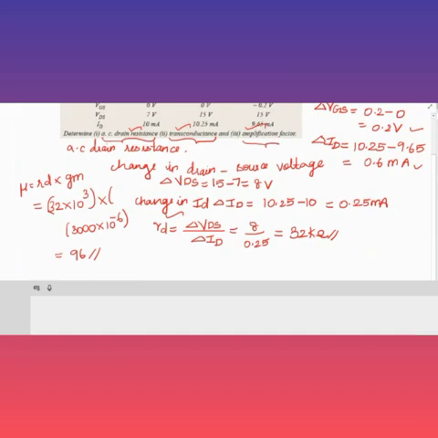So according to the readings given, we finished finding AC drain resistance, transconductance and amplification factor.